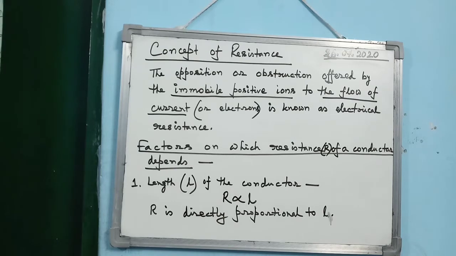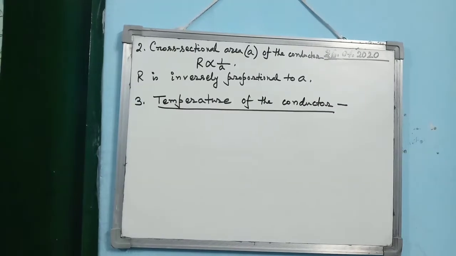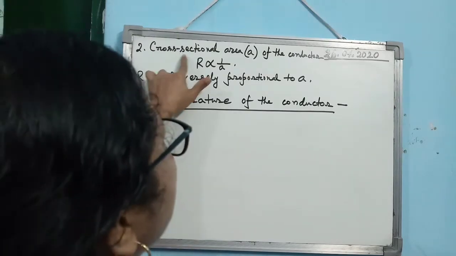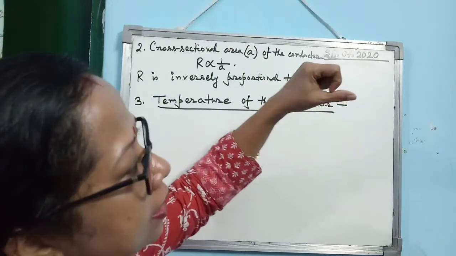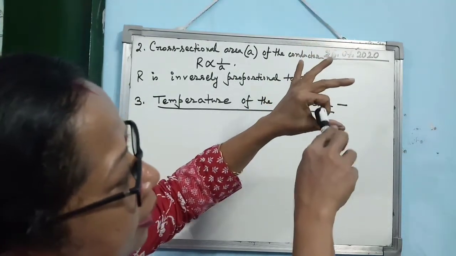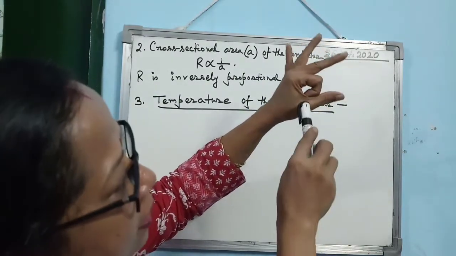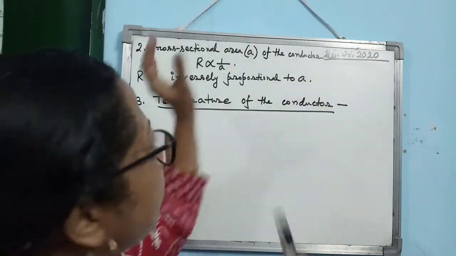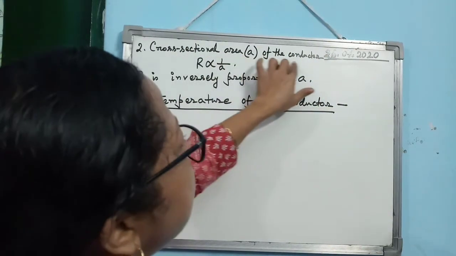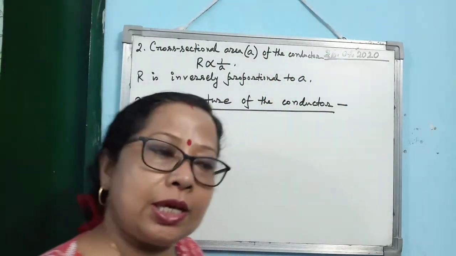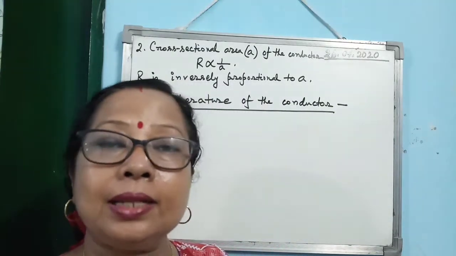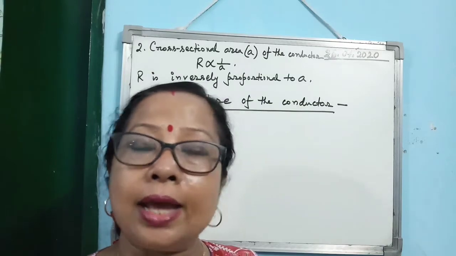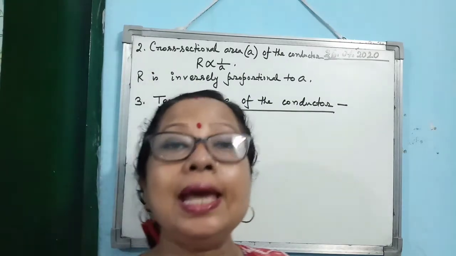The next factor on which resistance of a conductor depends is cross-sectional area, meaning thickness. If you consider this, the thickness is more, but if you consider like this, the thickness is less. So it depends on the cross-sectional area of the conductor. If you make the cross-sectional area bigger, the space between the immobile ions will be bigger and resistance will be less.